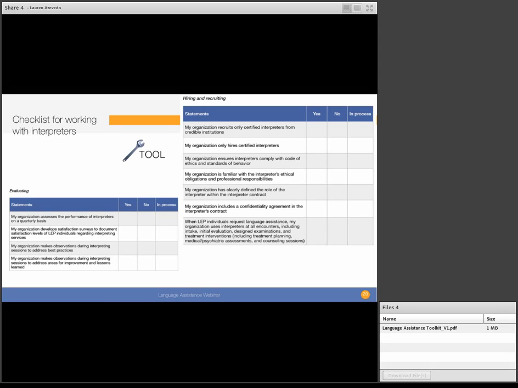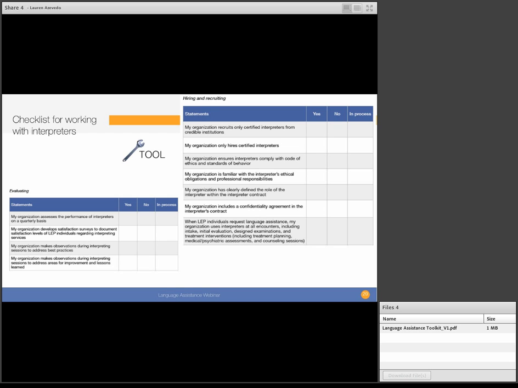The second phase is conducting assessments to see where you are. Where is your organization in terms of language assistance services? The first is ensuring that there's policy. So how do you assess your language assistance policy? We propose a tool that looks at three different criteria for assessing policies.